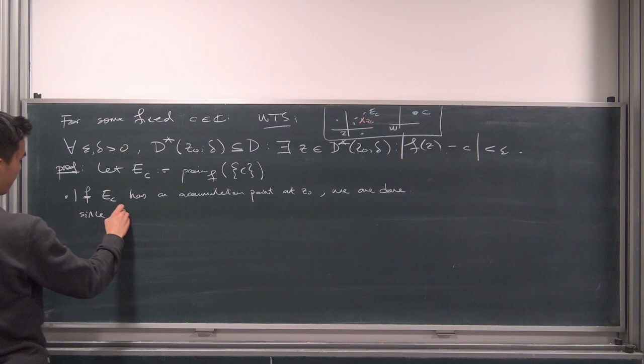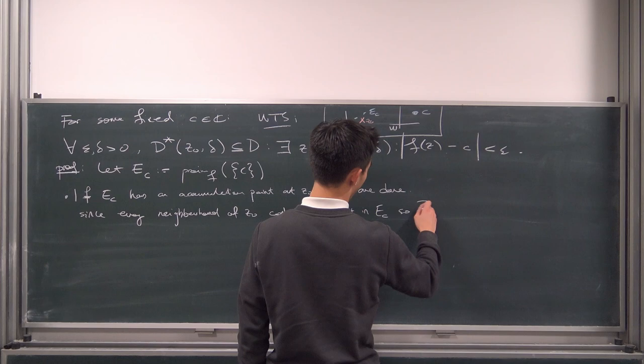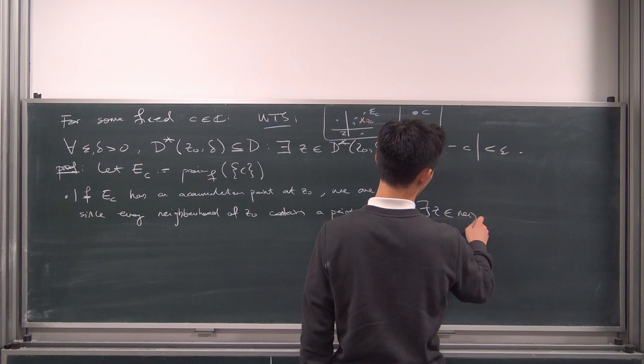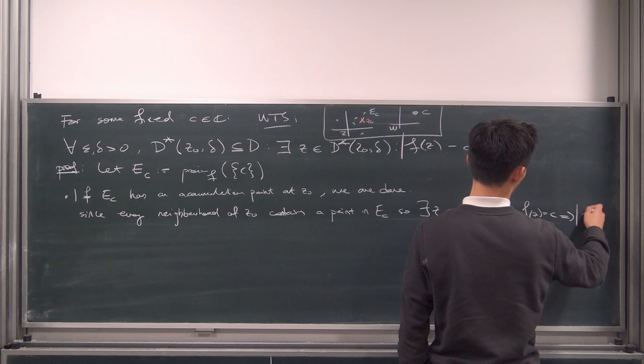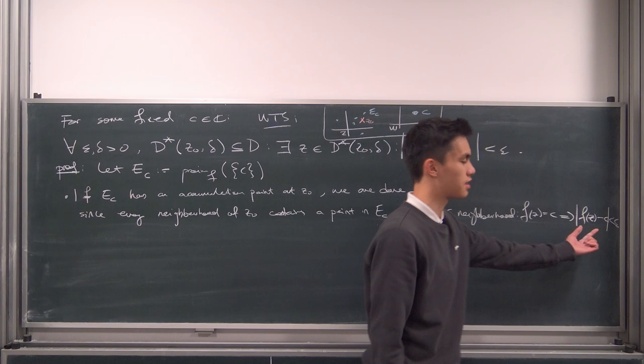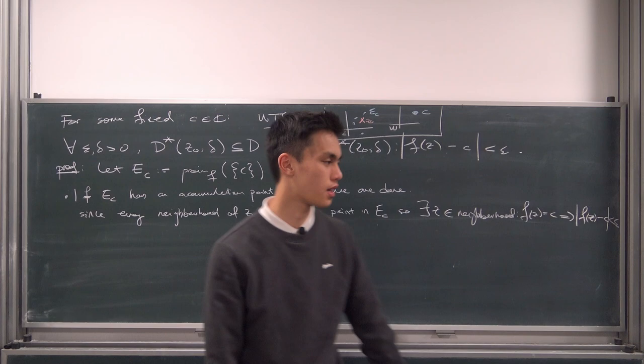So since every single neighborhood of z naught contains a point in EC, there exists a z in that neighborhood, could be anything really, such that f of z is exactly equal to C. But if f of z is equal to C, then the modulus of f of z minus c is less than epsilon automatically, because the difference is exactly zero. So if z naught is an accumulation point, there's nothing more interesting to show.